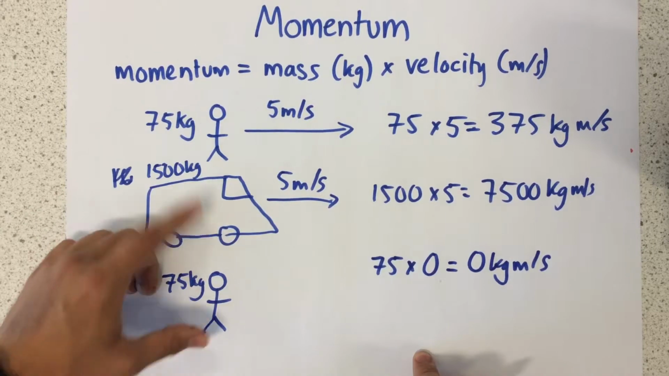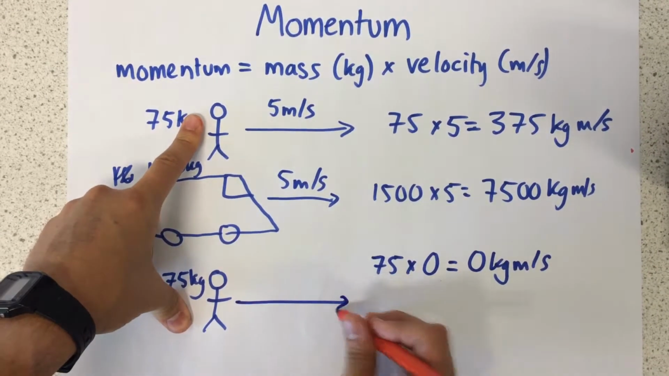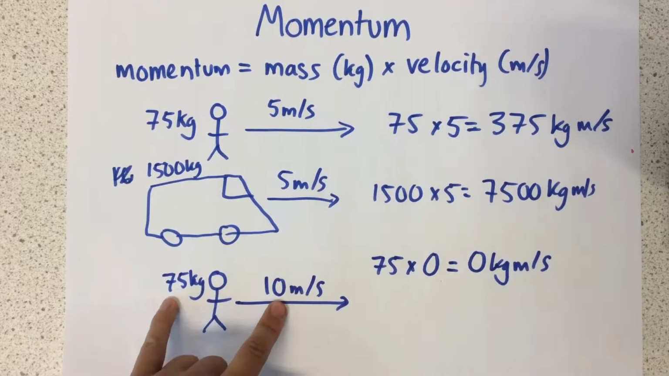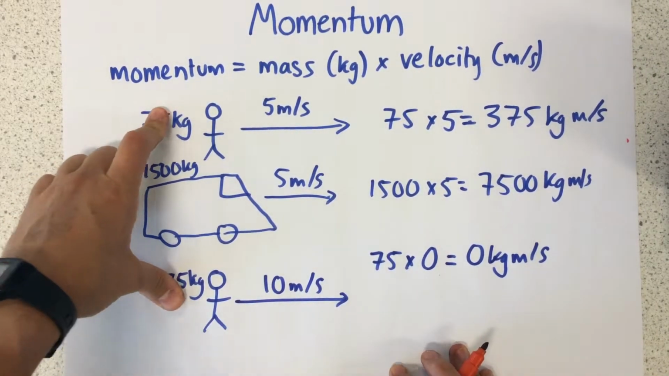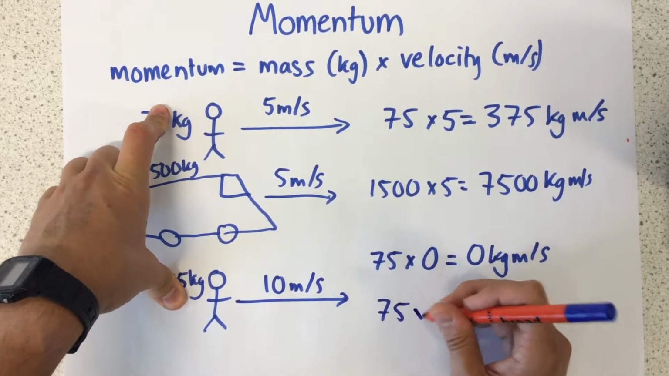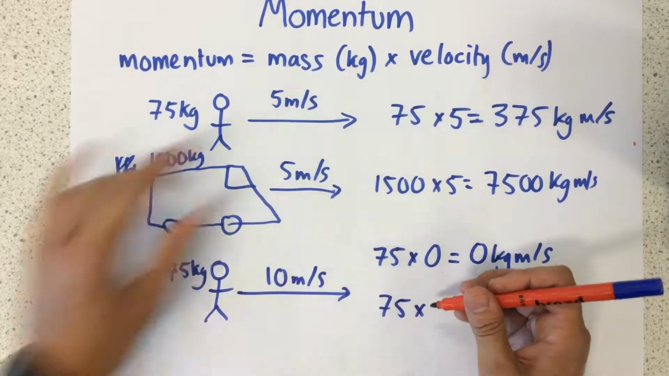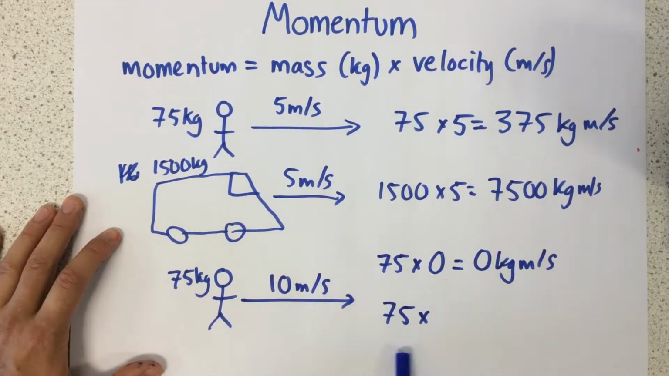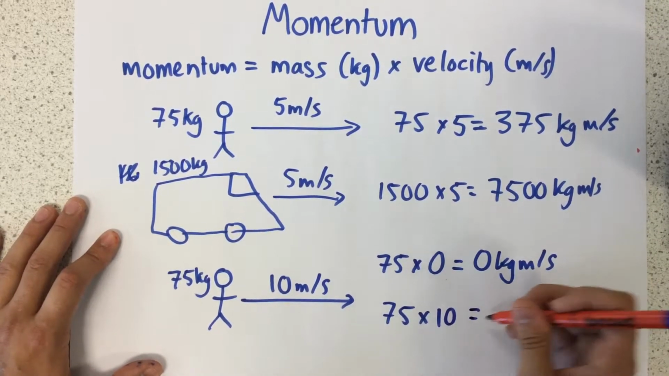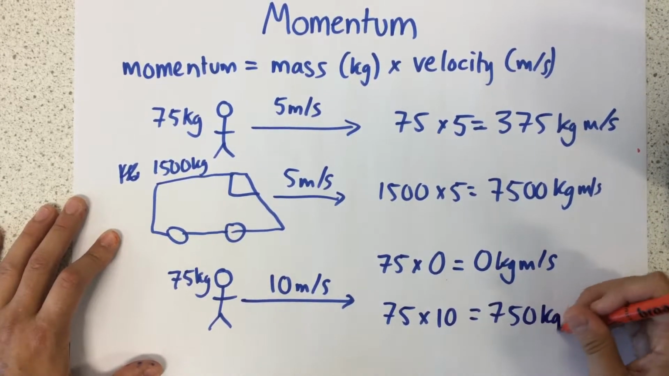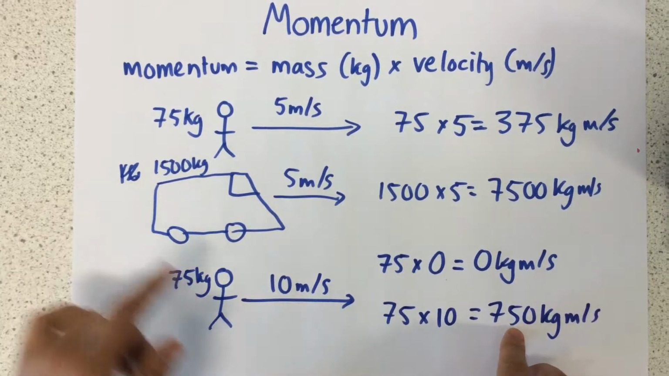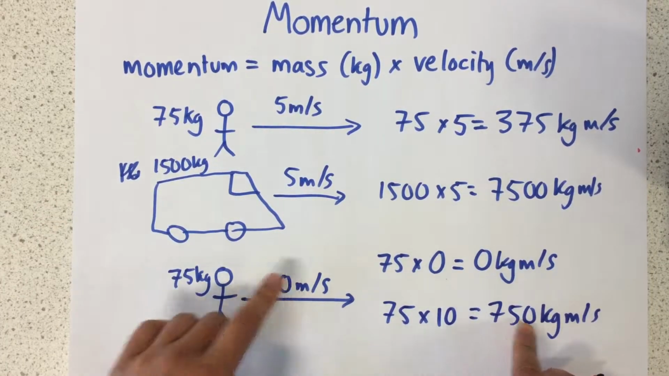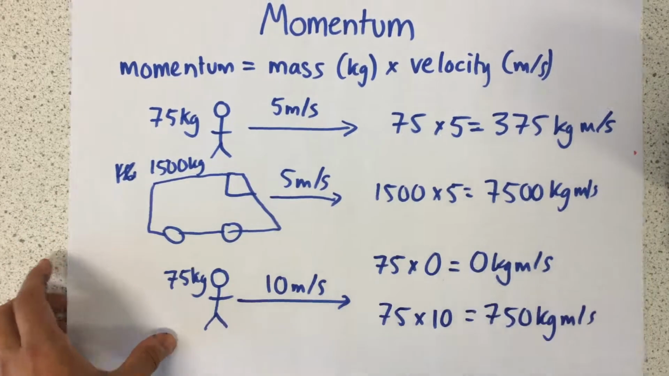Right, now let's imagine this person here is also running, but this is one of the fastest people on the planet. They can run at 10 meters per second. Even though they're the same mass, the momentum is going to be different because momentum relies on mass and velocity. The bigger the mass, the higher the momentum. The bigger the velocity, the higher the momentum. So this time, this one is 750 kilogram meters per second. Even though they're the same mass, this person has a greater momentum because they have a greater velocity. Okay, so that's the basics of momentum.